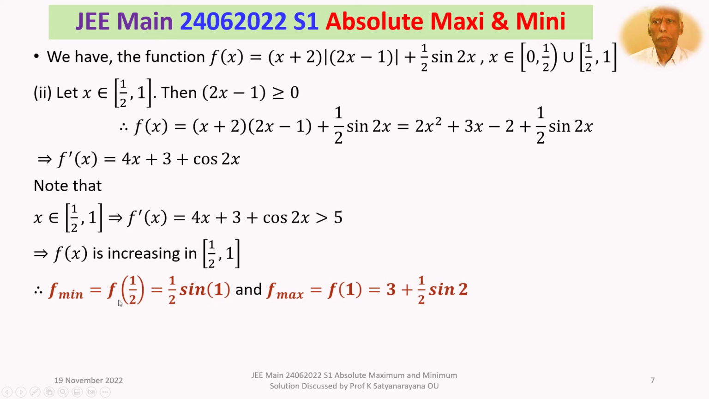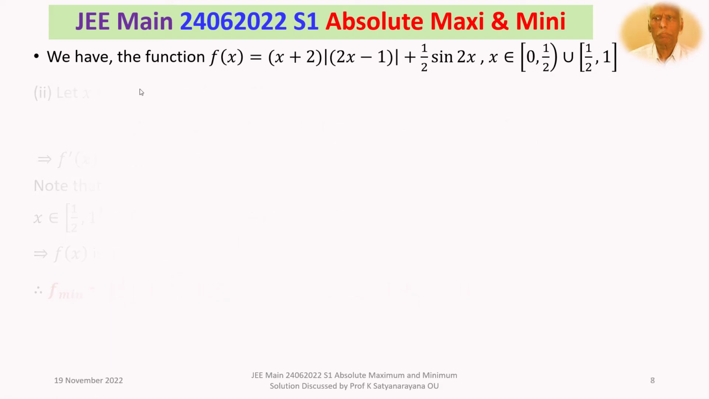So, f min will be f of 1 by 2, that is 1 by 2 sine 1. f max will be f of 1, that is 3 plus 1 by 2 sine 2. So, substitute x equal to 1 here. You will get 3 plus 1 by 2 sine 2. And this we have already seen. Now, we consolidate.